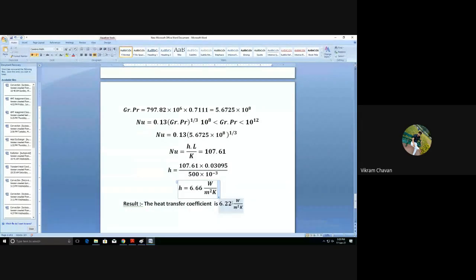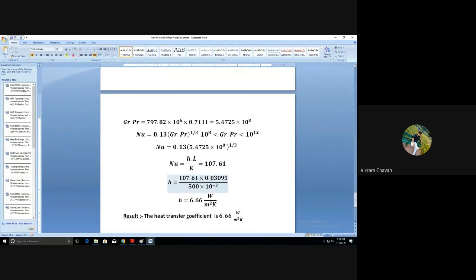Others also, please let me know your calculation. Okay, great. Deepak and Jyoti also put up their answer in this chat box. So this is confirmed now: 6.66. Shraddha has also posted her answer. Then no issue. 6.66 watt per meter square Kelvin. Is there any doubt still? You can ask.